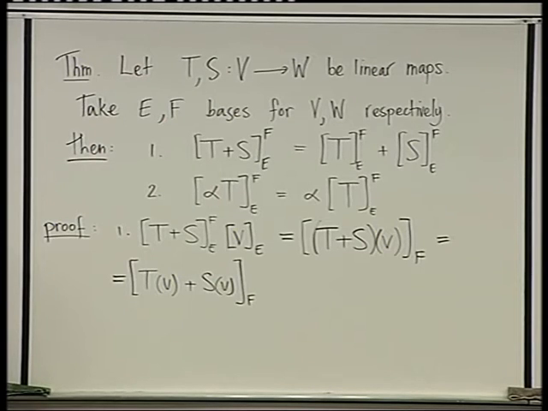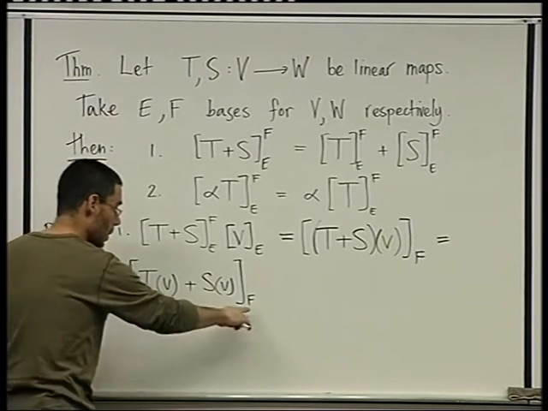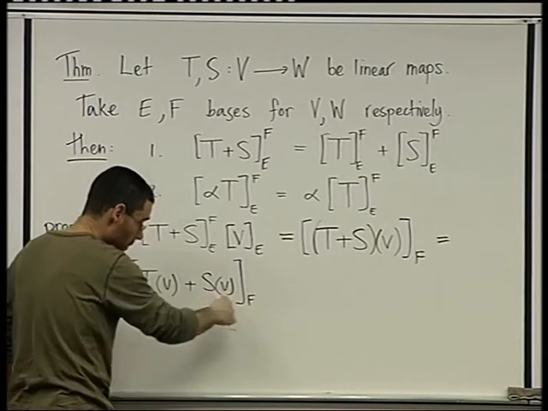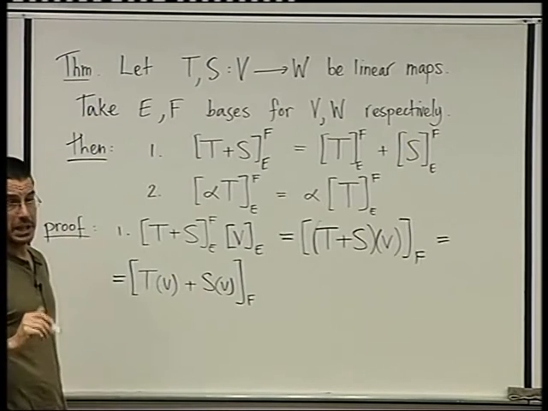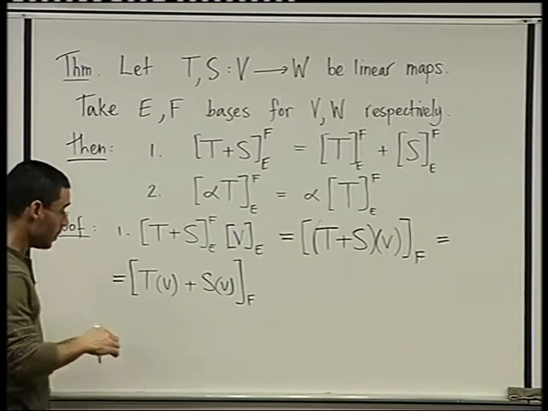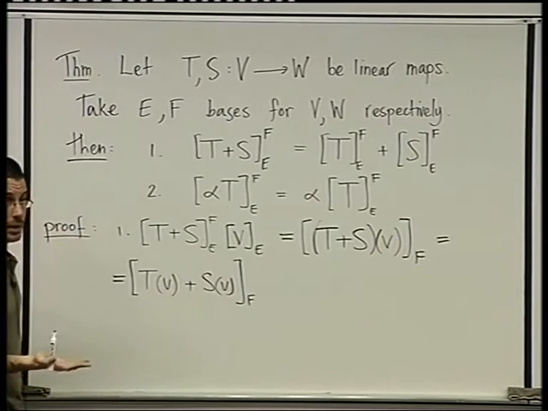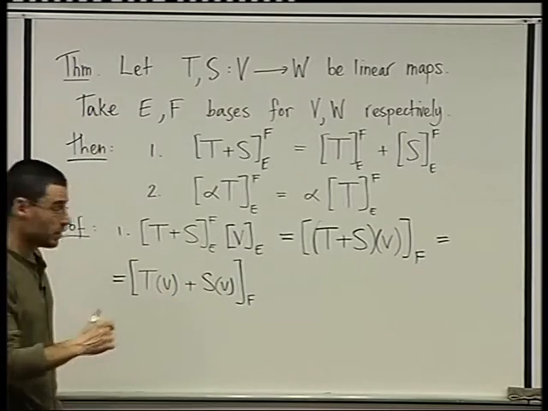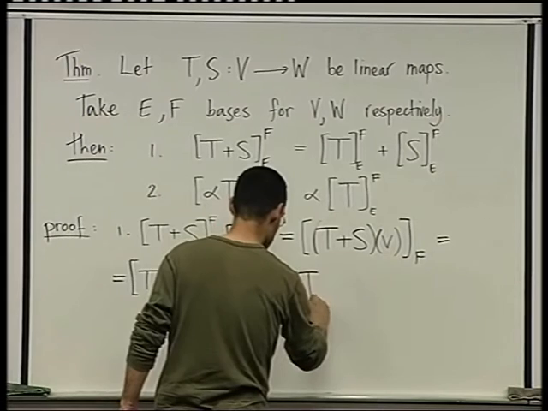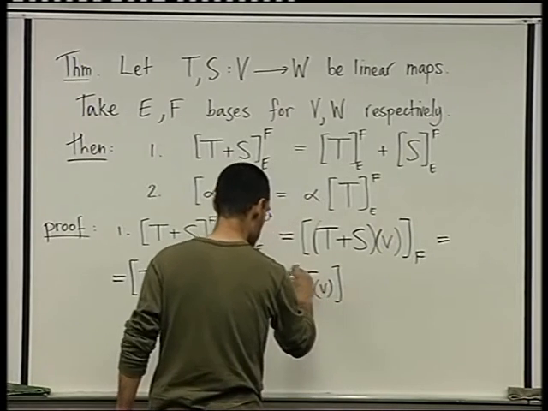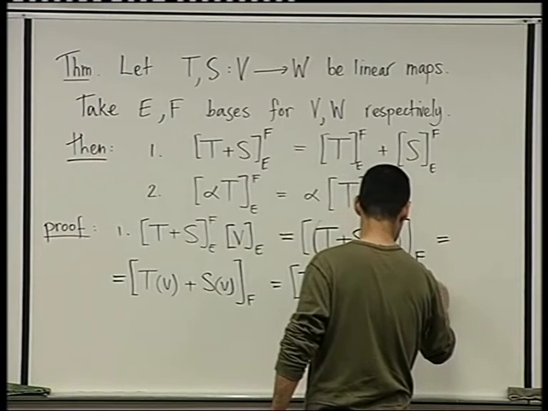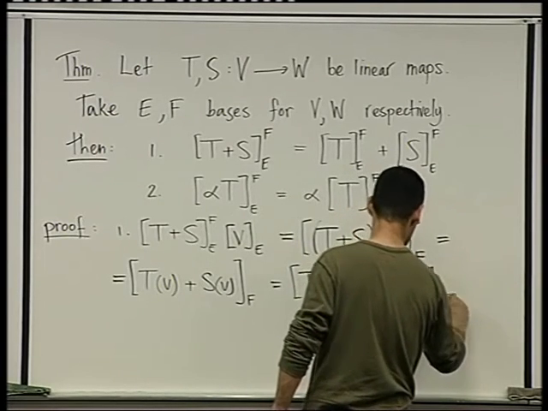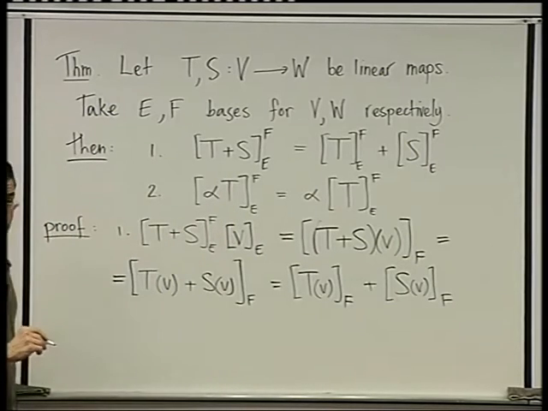Good? Now, coefficient vectors. In our very first discussion of coefficient vectors, before we knew anything about linear transformations, we said that the coefficient vector is linear. If we add two vectors and take their coefficient vector, it's the same as taking T of v, its coefficient vector with respect to F, plus S of v, its coefficient vector with respect to F. This was a general statement about coefficient vectors. Good?